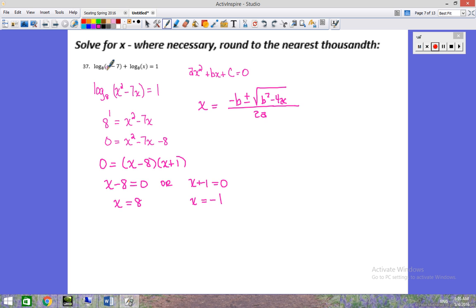If I plug in 8, 8 minus 7 is positive. And the log of 1 with any base is just 0. And log base 8 of 8 is 1. This one checks. If you plug in a -1, a -1 minus 7 is the log of -8. Or over here, the log of -1. And our domain is positive real numbers. We can't take the log of a negative number. This is referred to as an extraneous solution. So it doesn't satisfy the original equation, and our only solution is x equals 8.